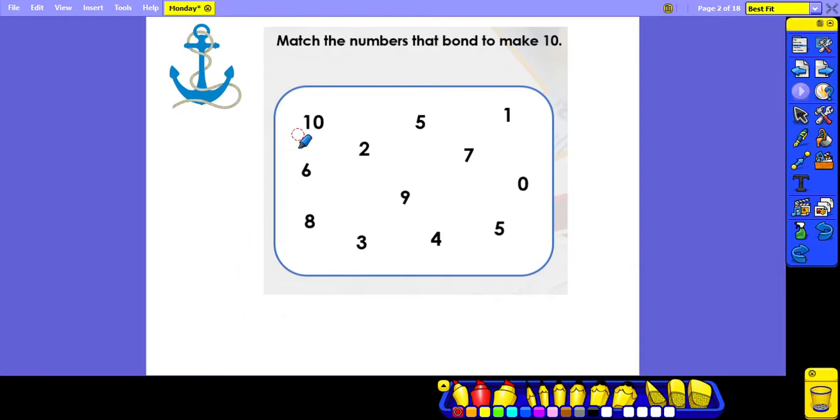You could have had 10 and 0, 5 and 5, 4 and 6, 3 and 7, 8 and 2, and 9 and 1. Well done if you managed to find all of those.